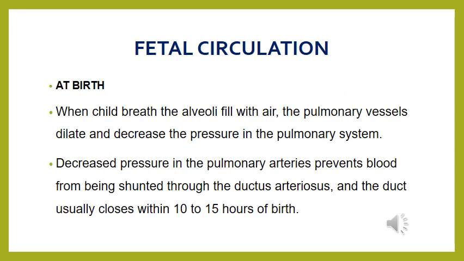At birth, when the child breathes, the alveoli fill with air, so pulmonary vessels dilate and decrease the pressure in the pulmonary system, including the pulmonary arteries. This prevents the blood from being shunted through the ductus arteriosus, which closes within 10 to 15 hours of birth.